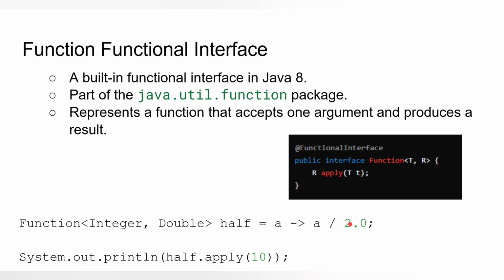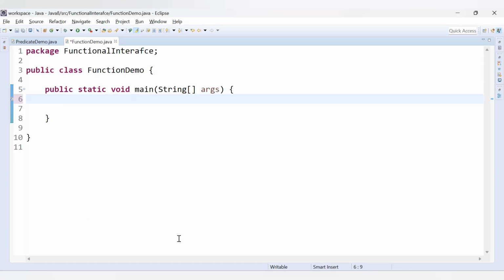In this case, when we are dividing it by 2.0, we will get the result as double, right? That's why we are declaring the return type of output also. But in predicate, we don't need to declare it because it is always a boolean, whether true or false. But in function, as the return type is not fixed, we need to provide both. Let me show you in the demo.